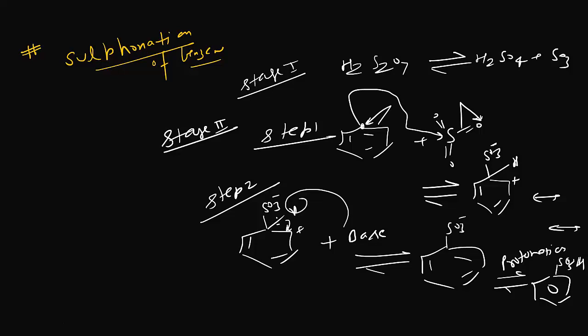If you see overall, it is reversible. And during the preparation of benzene, we did what? Desulfonation of benzene sulfonic acid. So yes, the forward reaction is sulfonation of benzene. The backward reaction is desulfonation of benzene. Copy this. For the electrophile, they can give you SO3 or they can give you SO3H+, right?